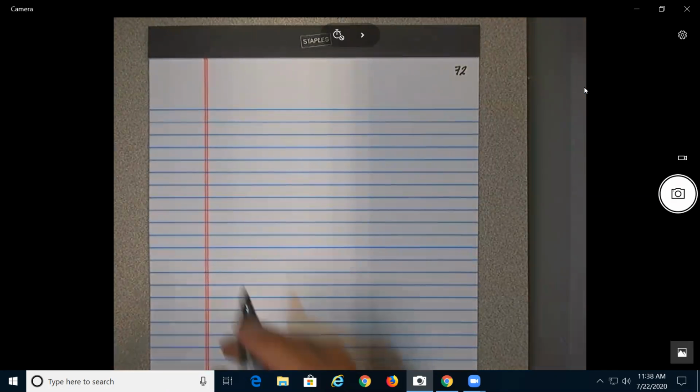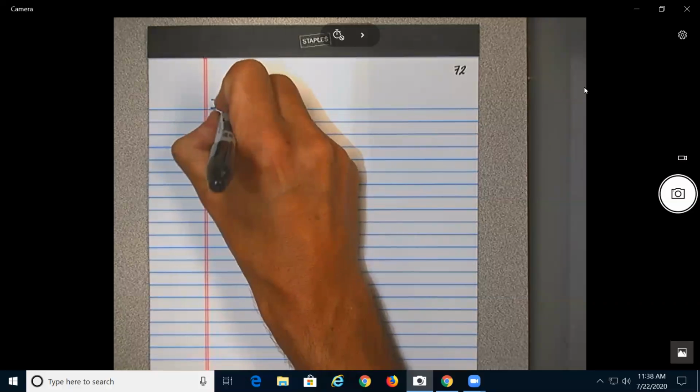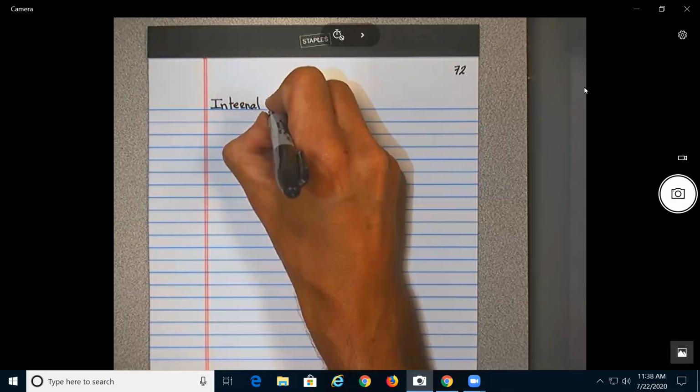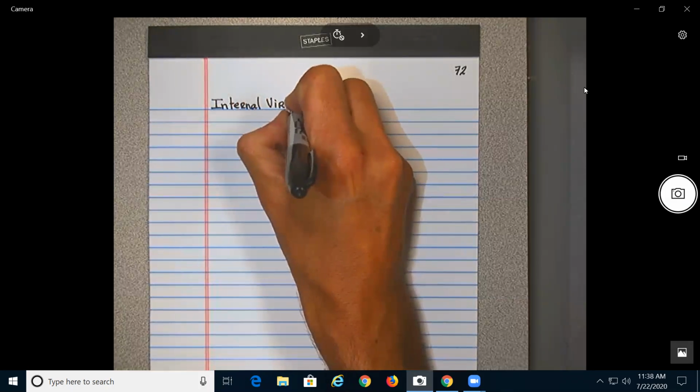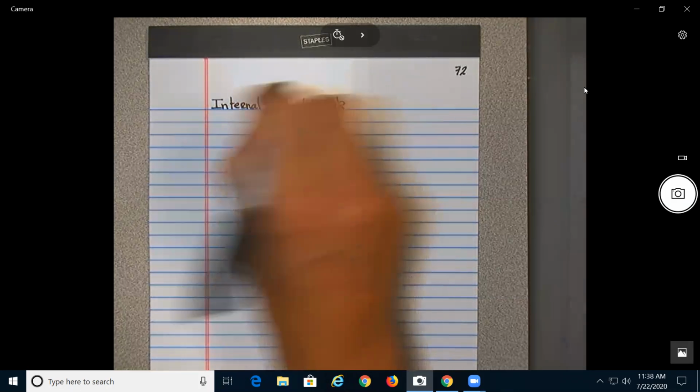Yesterday we did the basic derivation for the principle of virtual work, and we did two problems, okay? So today I'm going to define what I like to call the internal virtual work.